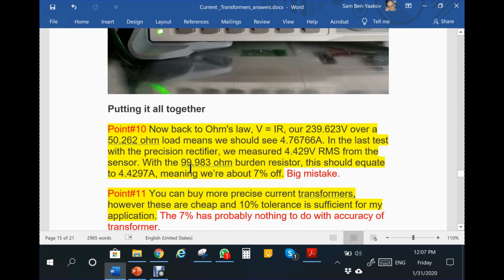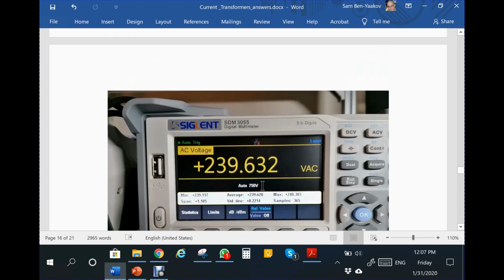Let's go over here. It says the resistance was measured to be 50 ohm. The line was measured to be 239.6 volt. So therefore, the current should have been 4.7 amp, while the rectifier showed a 4.4 RMS. Okay, and the conclusion here is that there's a mismatch, a 7% error. Okay, so let's go back here.